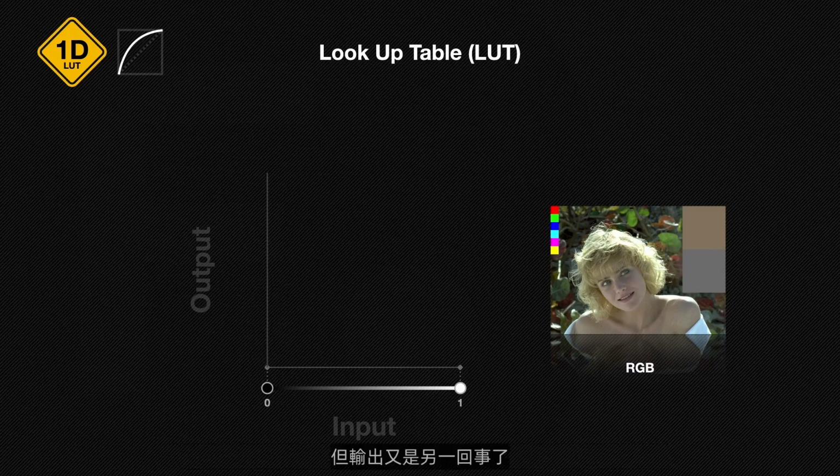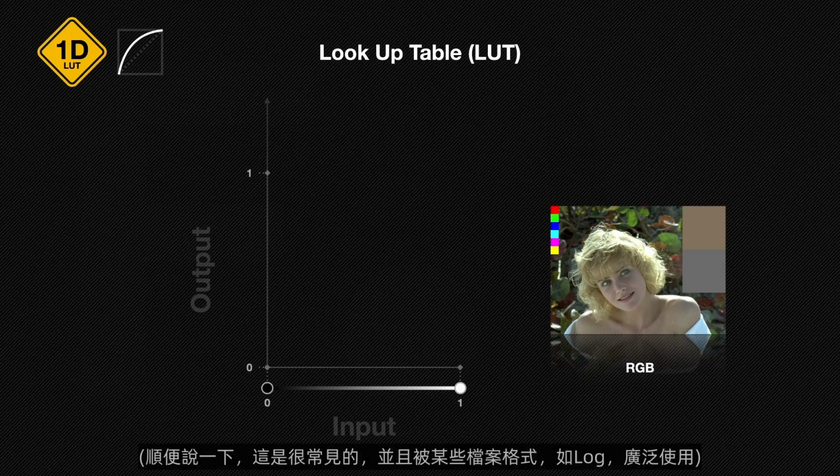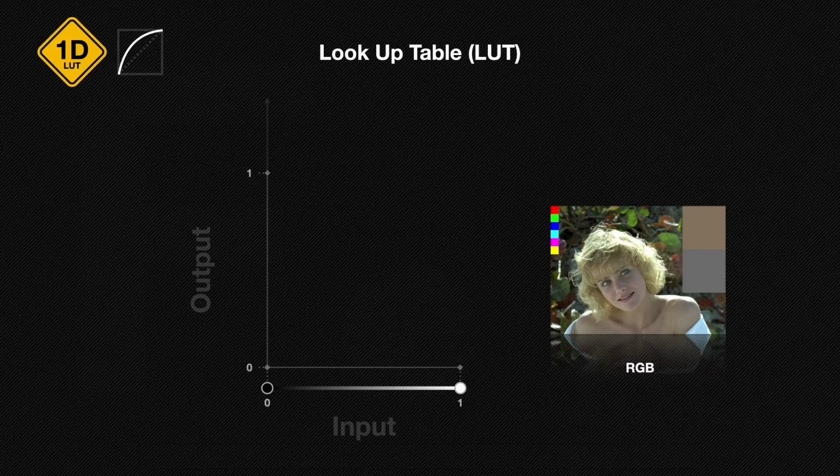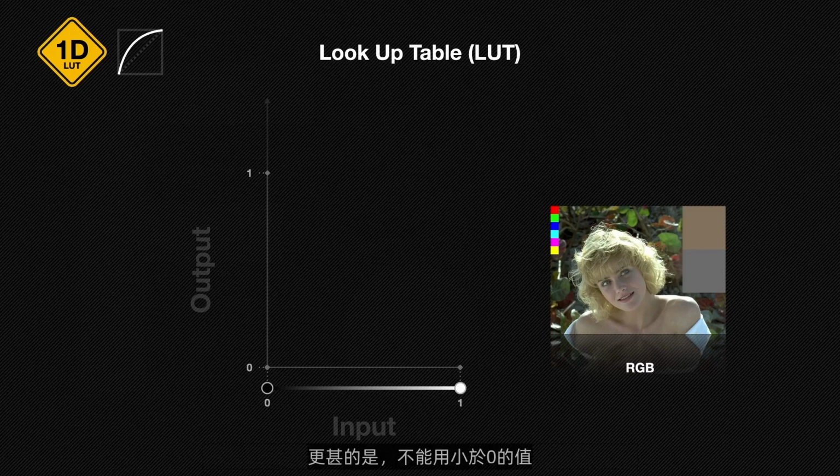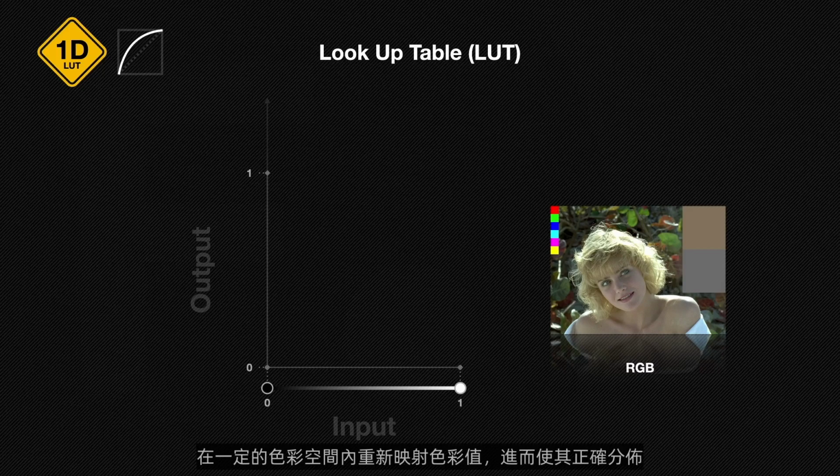But the output is a different story. You can create a correspondence above the normalized one, which is, by the way, quite common and widely used in certain file formats, like the log ones. Does it mean you cannot have a LUT with an input value above 1? Well, yes, and even more, with values less than 0, but those LUTs are meant for creative purposes, while here we are focusing on the LUTs and transfer functions to remap color values within a certain color space for its proper distribution.